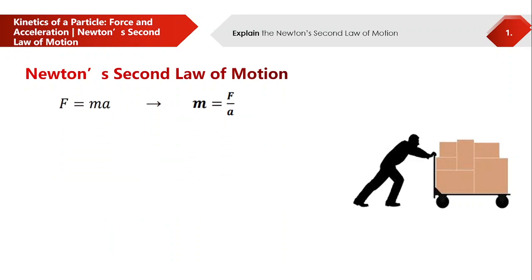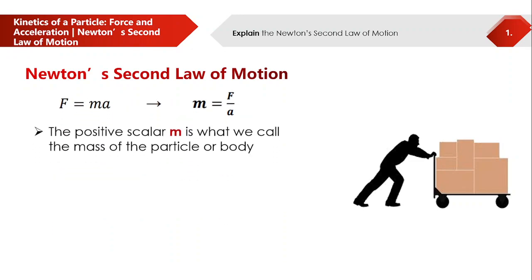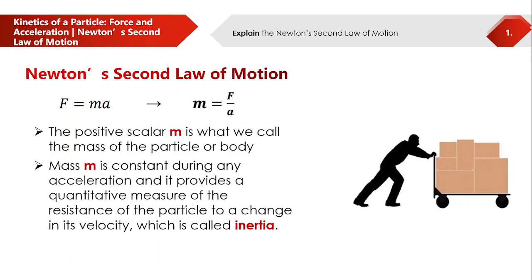Okay? So, in that, the positive scalar m is what we call the mass of the particle or body. And we all know what is mass, di ba? Mass is constant during any acceleration, and it provides a quantitative measure of the resistance of the particle to change in its velocity, which is called inertia.